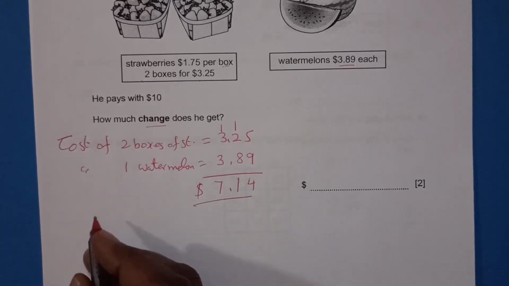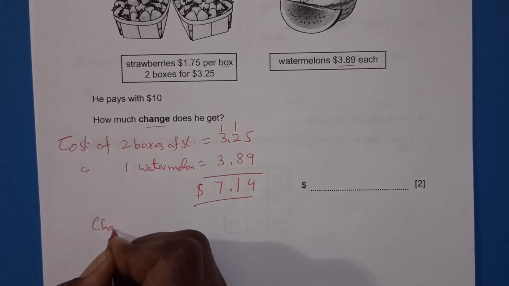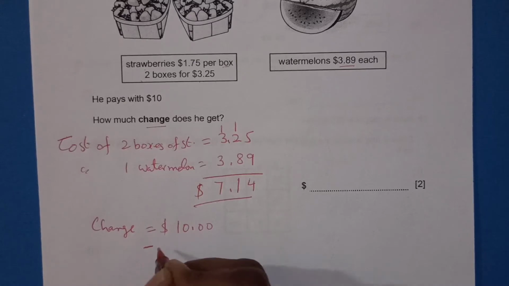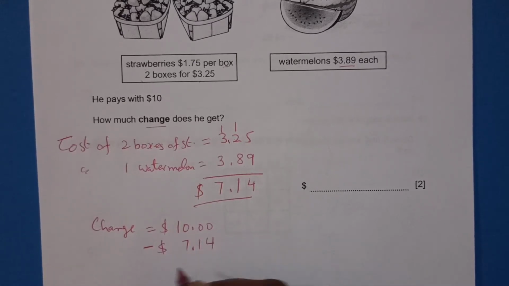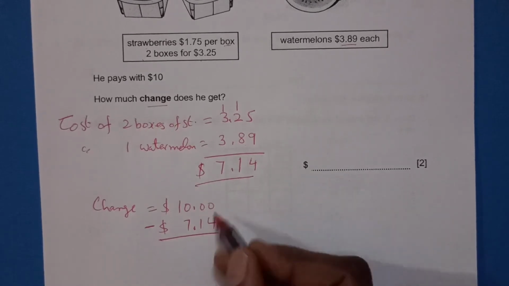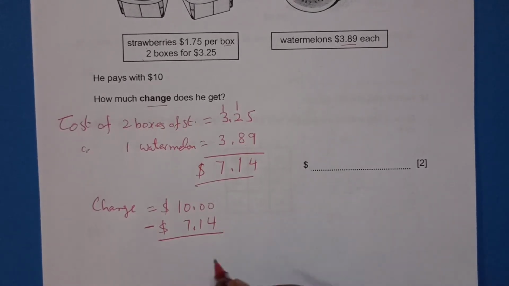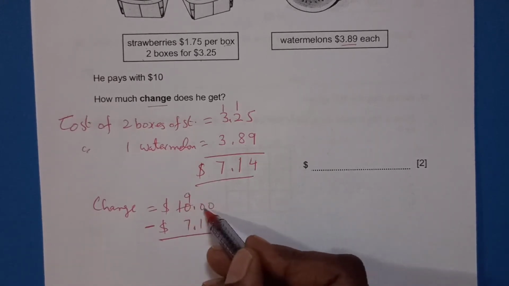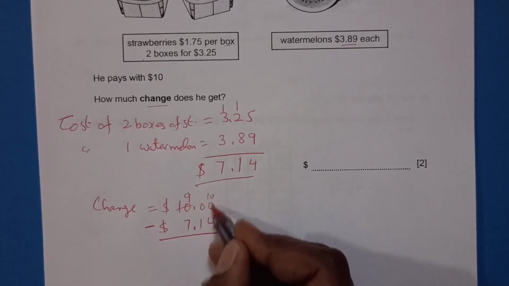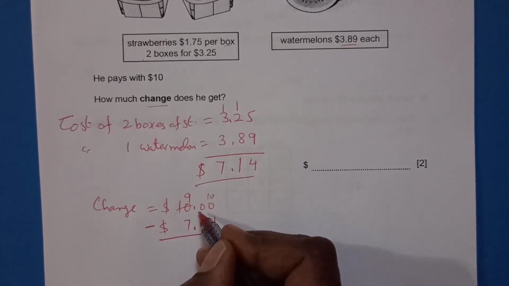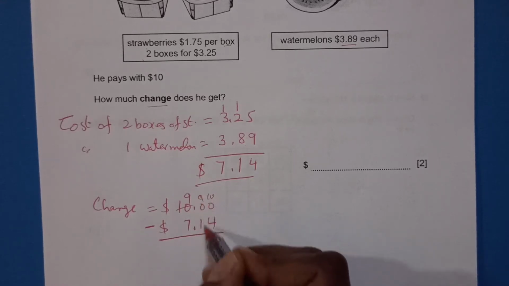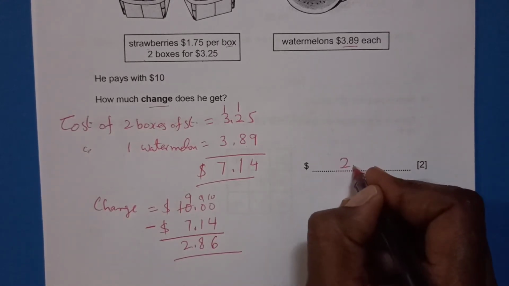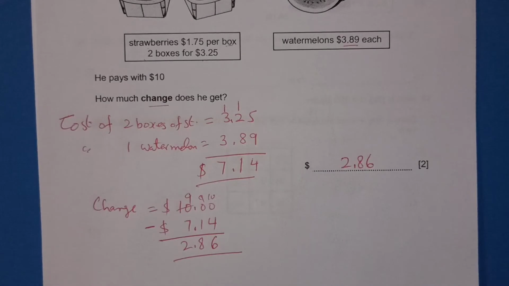So what will be the change? The remaining amount. The change that he will get will be $10 minus $7.14. You should always write digit under digit so that you can easily subtract. Because this is 0 here, we need to borrow from here. So this will become 10. 10 minus 4 is 6. And this will become 9. 9 minus 1 is 8. So 2.86. So he is going to get change of 2.86.